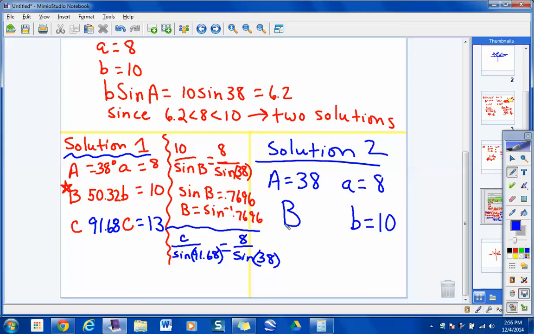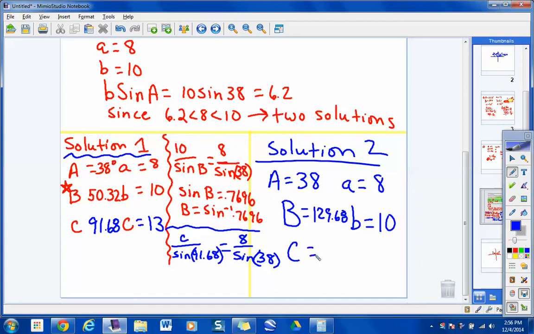If you ever have two solutions, take your first answer and subtract it from 180. So in your calculator, go 180 minus what value? 50.32. What is that? 129.68. Okay. My rule for the second solution was that first angle that you found, subtract it from 180. So I took the 50.32 from 180. This only works when you have how many solutions? 2.